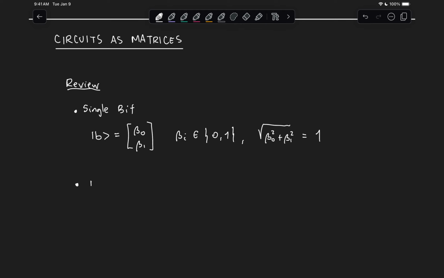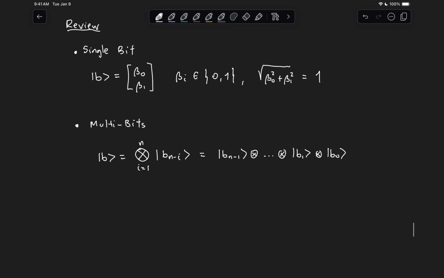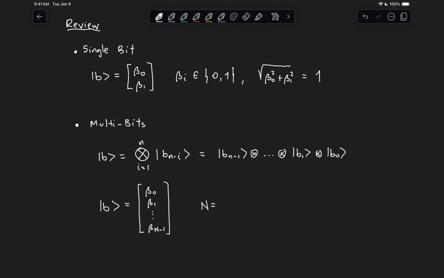Now we said that for multiple bits, we will find the vector representation by taking the Kronecker product of the vectors that represent the single bits of that number. And we gave this expression, which for an n-bit number is equivalent to doing the tensor product of the individual components. So when we represent this in column vector notation, what we end up with is a vector with components beta 0, beta 1, all the way down to beta capital N minus 1, where this capital N is 2 to the n, where this n is the number of bits.